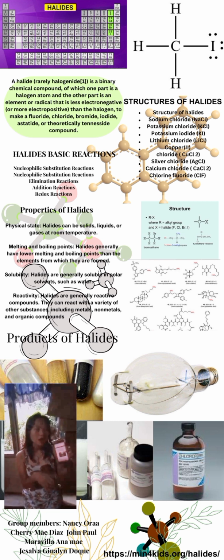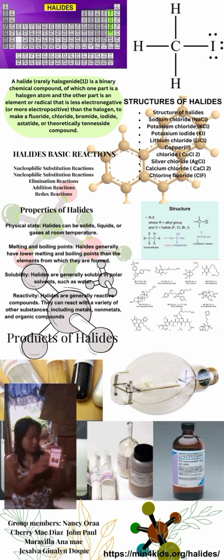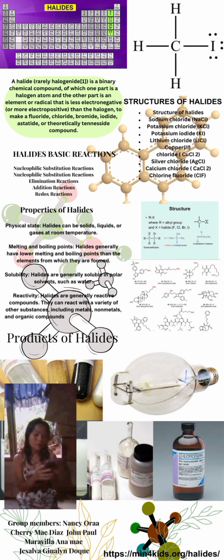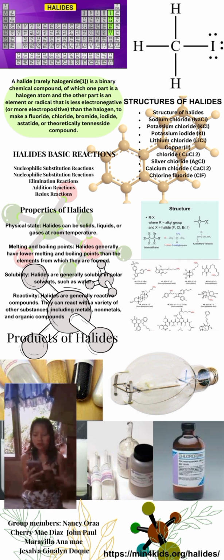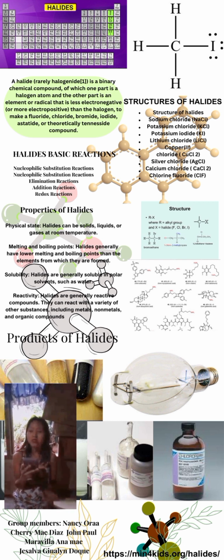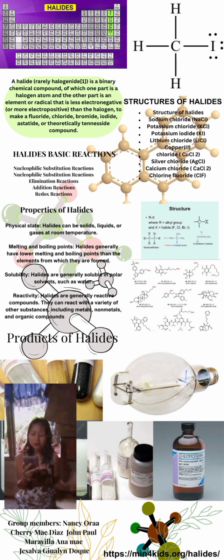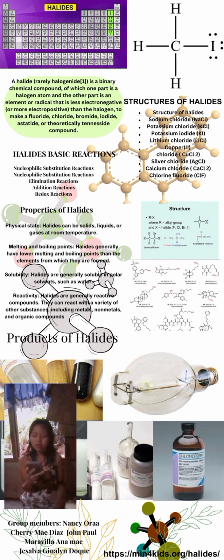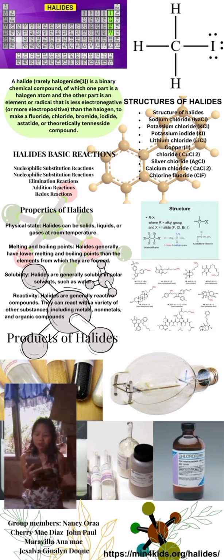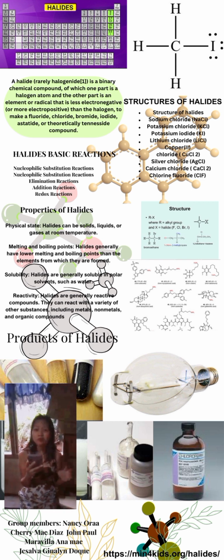So, these are the products of halides. Since the image shows a white precipitate, the halide product in the test tube is most likely silver chloride. It is formed by the reaction of a soluble chloride salt with a soluble silver salt.